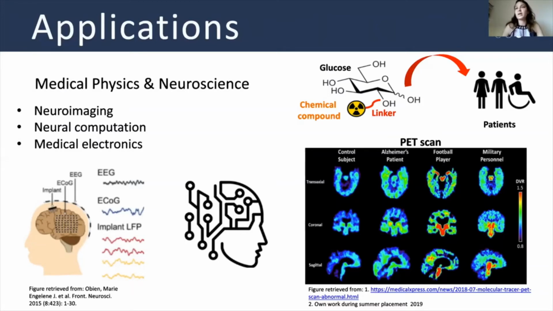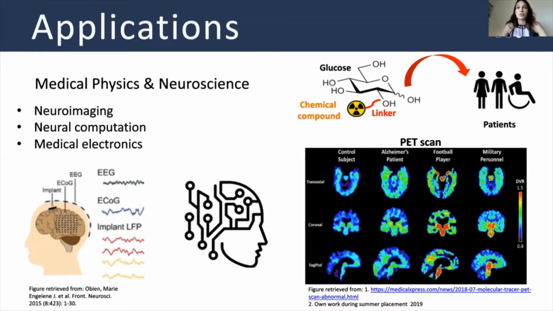And the basic principle of it is injecting a radionuclide into the patient's body, and this radionuclide enables you to visualize different metabolism and activity levels in the body. And this is really useful for detecting cancer, as cancer cells tend to suck up a lot of the energy in your body, and this is very visible in a PET scan.